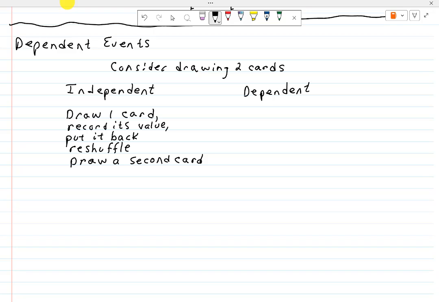Now, dependent would work this way. Draw a card, but don't put it back. Draw a second card.